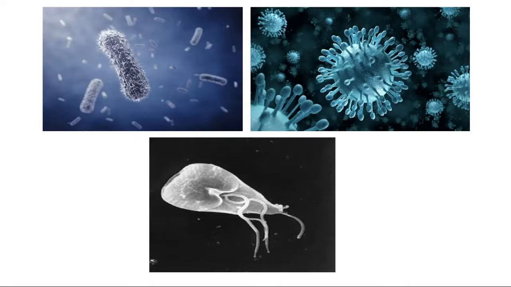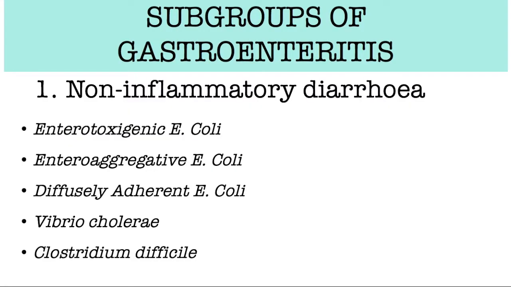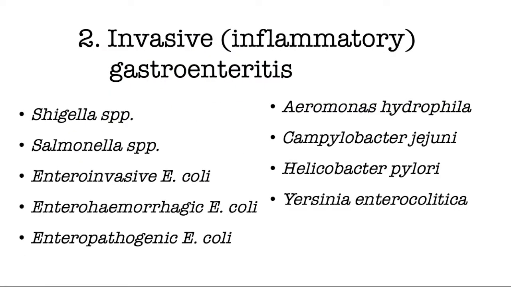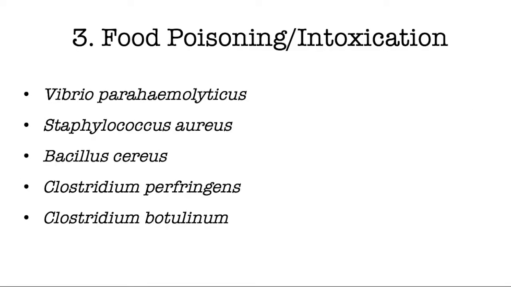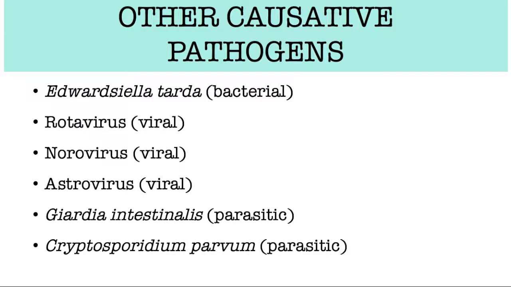Subgroups of gastroenteritis can be classed into three main groups. The causative pathogens are listed. They are non-inflammatory diarrhea, invasive or inflammatory gastroenteritis, and food poisoning or intoxication. Other causative pathogens of gastroenteritis are included on this slide.